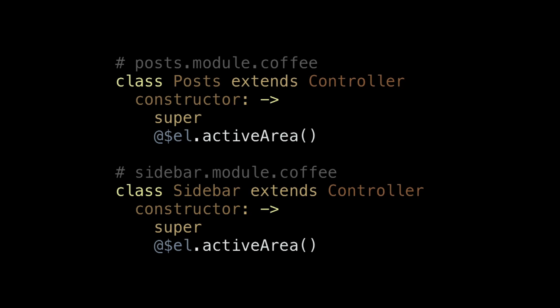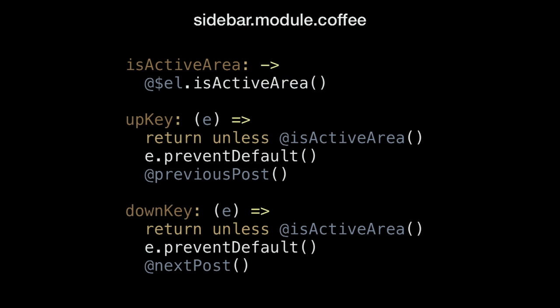So let's mark up our active areas in the posts and sidebar controller. These are our two main areas that are scrollable, if you remember. Now these are going to be listened to. Now we go back to our sidebar controller. What we can do is check to see if the element is active. If it's not, just ignore the event. It's that simple.